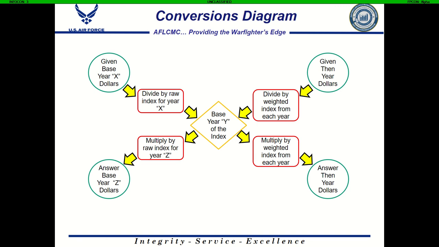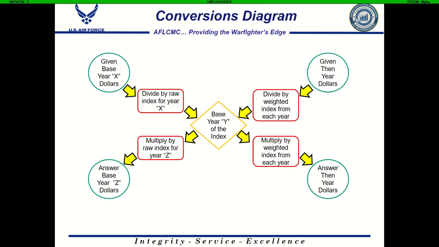So here's the conversion diagram of doing these conversions. If you're going from a base year to the base year of the index that you have available, you're going to divide by the raw index for the year in which your data is. And again, we're going to walk through plenty of these calculations, and I did include this conversion diagram in the Excel file with the examples and exercises, so you can reference it as needed. If you're going from the base year of the index to a different base year, then you're going to multiply by the raw index for that target year.